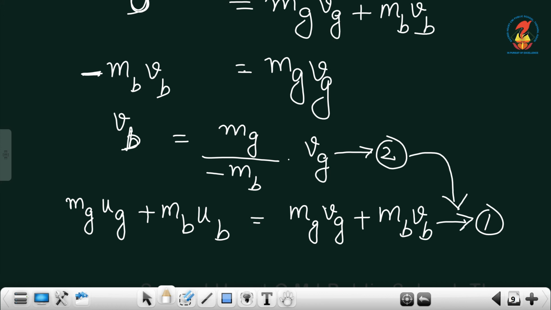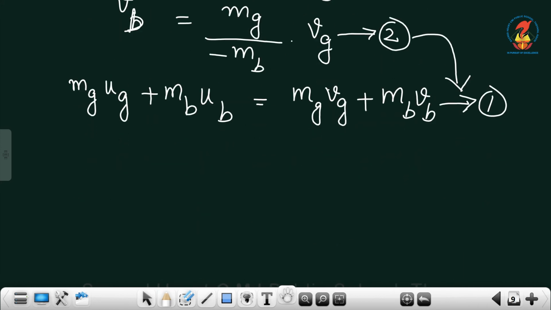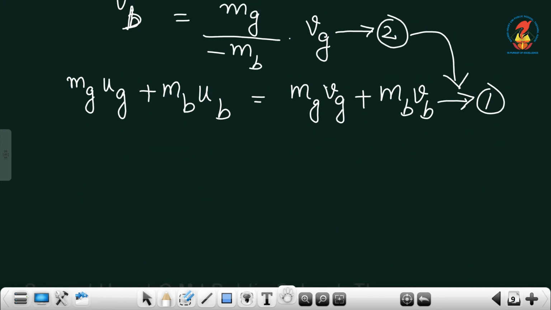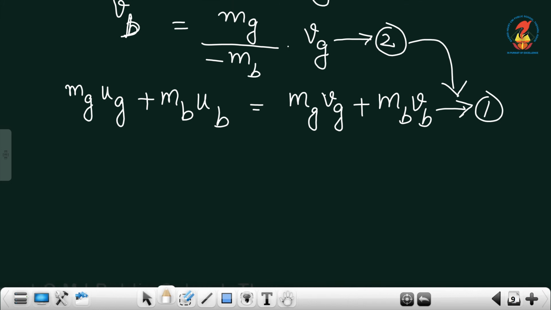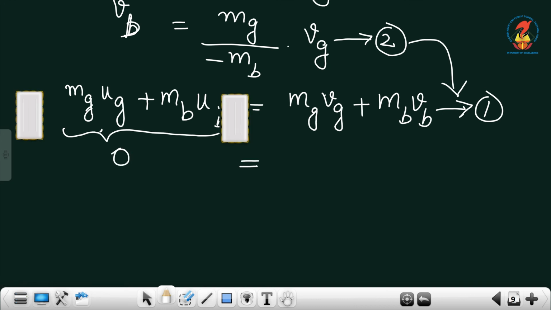Substitute equation number 2 into equation number 1. We get, let us substitute it, MGUG plus MBUB. We have already found it as 0, before firing the total momentum is equal to 0. We have already found that. So the LHS part is already 0.